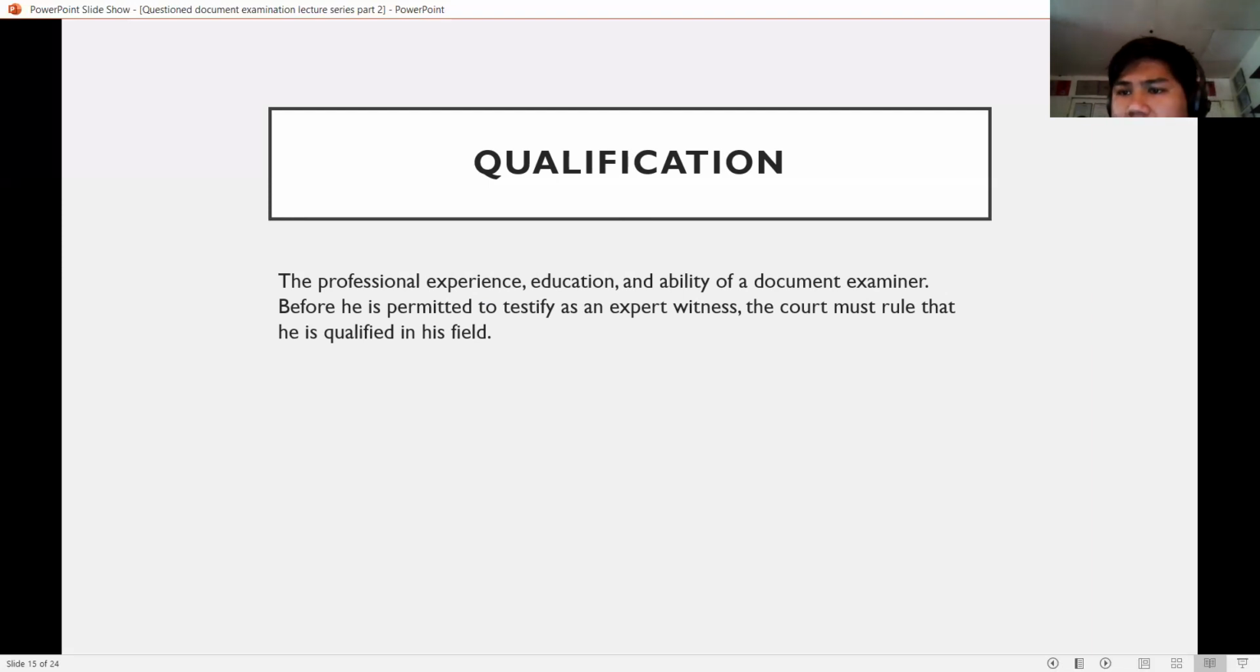How many trainings have you undergone relating to question document examination? Are you a doctorate holder of question document examination? How many years of professional experience do you have in relation to document examination, etc.? So after you can prove that, the court can rule that you are qualified, and therefore you can testify and give your opinion.